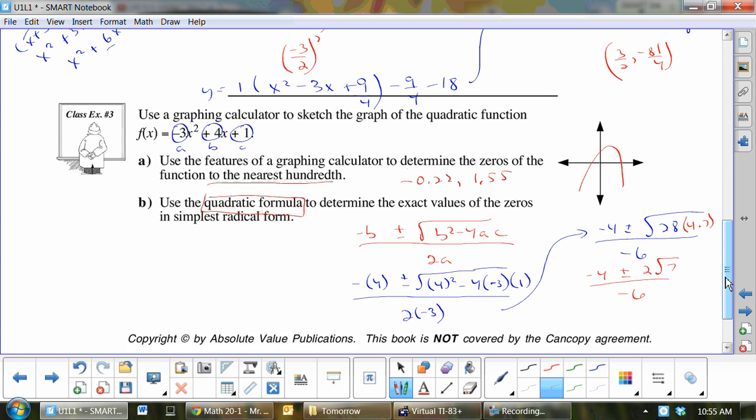Now, I'm going to take this and divide everybody by, see, there's three numbers out front, so I can divide. I'm going to divide everybody by negative 2 because I do not want a negative on the bottom. Never allowed a negative on the bottom in an answer. So if I divide everybody by negative 2, then I will get 2 plus or minus root 7 all over 3. Hopefully you can see my 3 there.